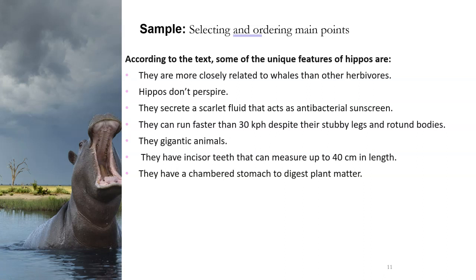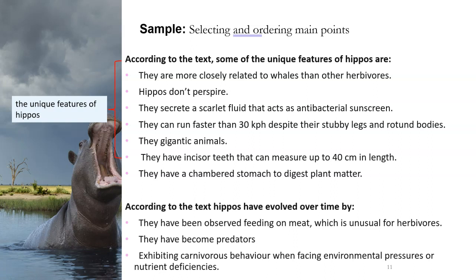According to the text, some of the unique features of hippos are: they are more closely related to whales than other herbivores. Hippos don't perspire, they don't sweat. They secrete a scarlet fluid that acts as antibacterial sunscreen. They can run faster than 30 kph despite their stubby legs and rotund bodies. They are gigantic animals, they are huge. They have incisor teeth that can measure up to 40 centimeters in length, and they have a chambered stomach to digest plant matter.